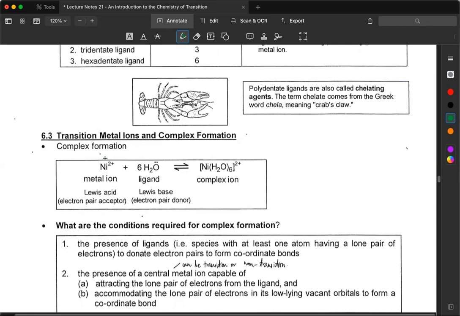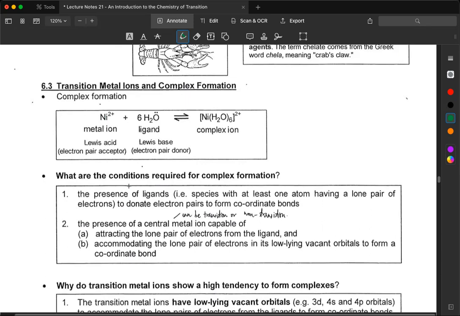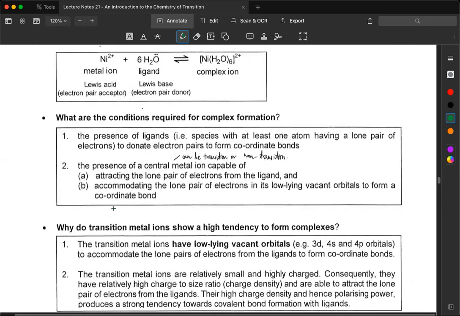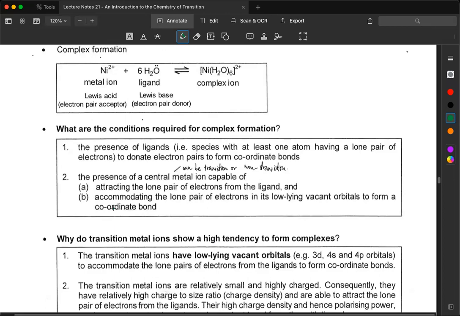Now, complex formation. Okay, so what are the conditions required for complex formation? So how do complexes form? All right. Of course, you need the presence of ligands, which are species with at least one atom having a lone pair of electrons to be donated to the central metal ion or atom to form the coordinate bonds. Of course, you need your central metal ion that is capable of attracting the lone pair of electrons from the ligand and accommodating a lone pair of electrons in its low-lying orbitals to form a coordinate bond.